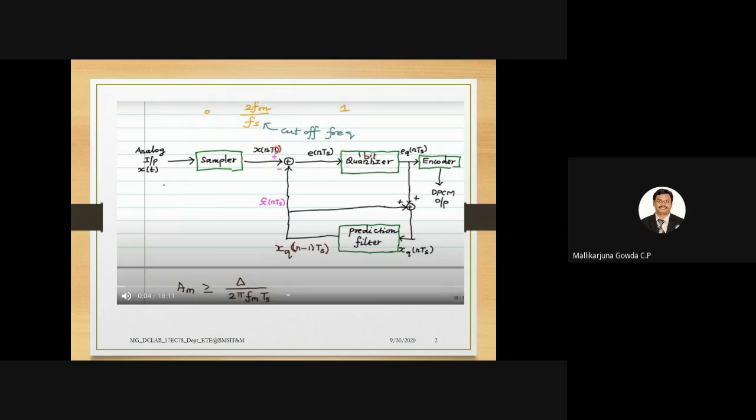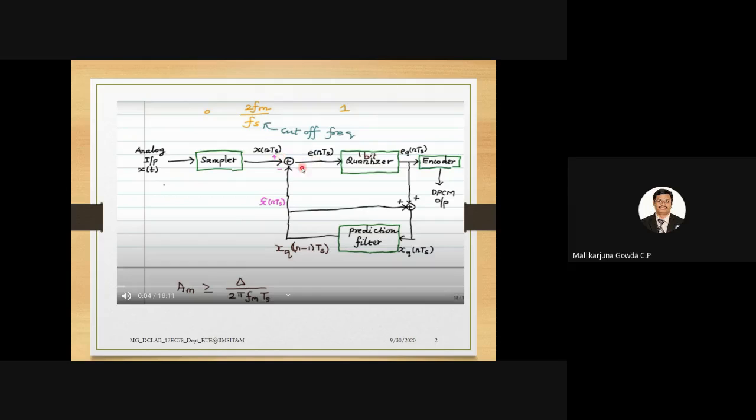What is X of nTs? This is my analog signal, the present analog signal, and X hat of nTs is the predicted value. Okay, or approximated value also I can say. So if the difference is positive, I said it will be incremented by delta, and it will be encoded as 1. This is a 1-bit quantizer now, right? So it will be incremented by delta, and that will be encoded by binary information 1.